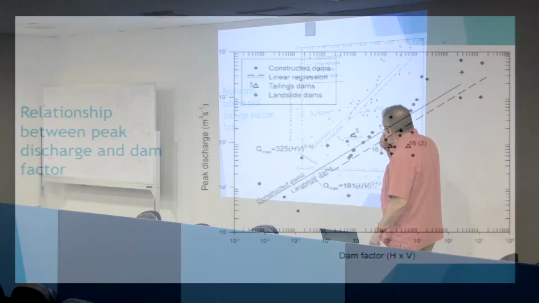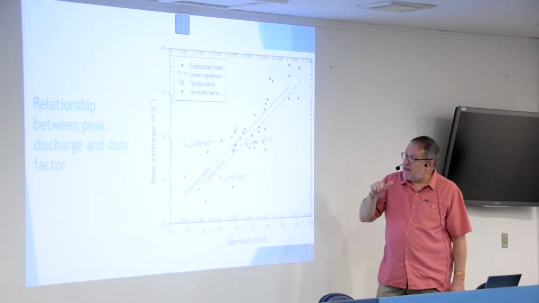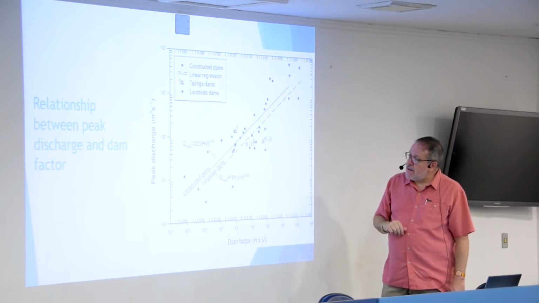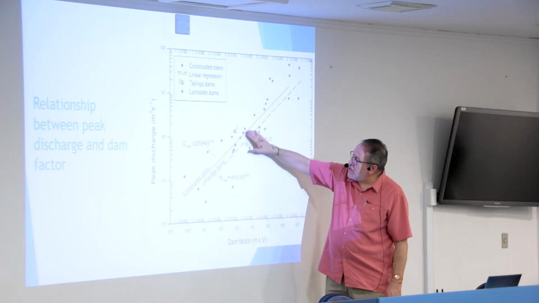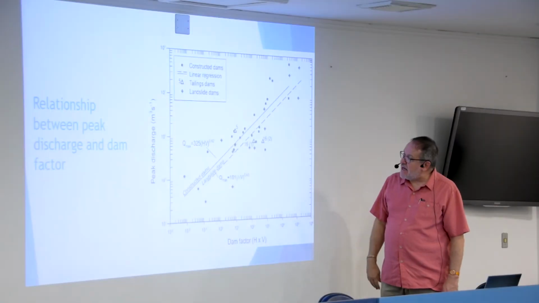run-out distance. So here what you can see, we have the relationship between the peak discharge and the dam factor, that we mentioned before, the product of the height over the impounded volume. And here you see values of peak discharge, Qmax, what is the maximum flow that can come out of these tailing dams based on observations. And you can see that the data shows scatter, but on the other hand, you have a mixture of constructed dams and then landslide dams, the ones that we mentioned the first day that could form due to a landslide. And you can see that there is a trend.